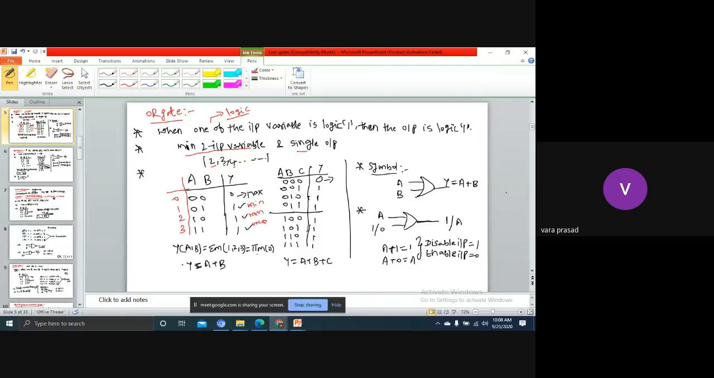And 0 generates a max term. Then I can write it as Y of A comma B. Y means the output. Y of A comma B, the input variables, is summation m of 1, 2, 3. What does it mean? Summation means minterms have to come.